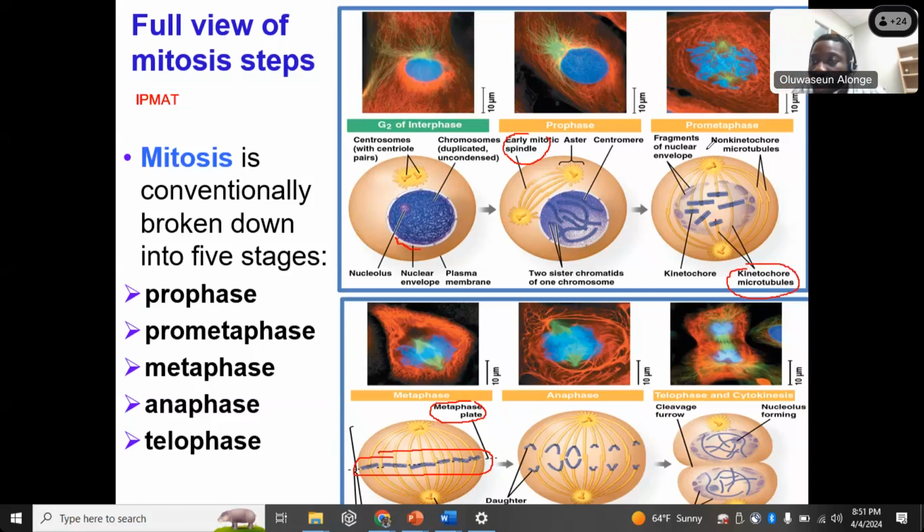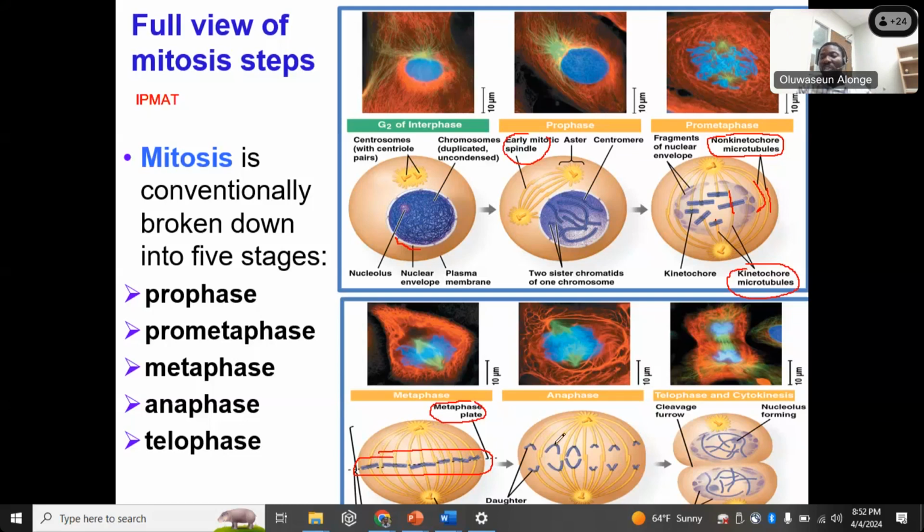So you see, this we call non-kinetochore microtubule because they are not attached to any kinetochore. They are not attached to the protein. But these are attached to the protein. So we call it kinetochore microtubule. All right. So at the metaphase, the chromosomes are lined at the middle. That's the major thing that characterizes metaphase.